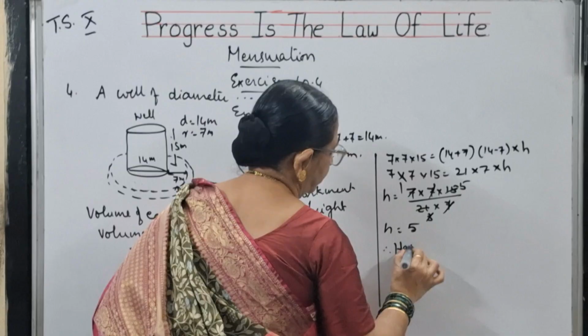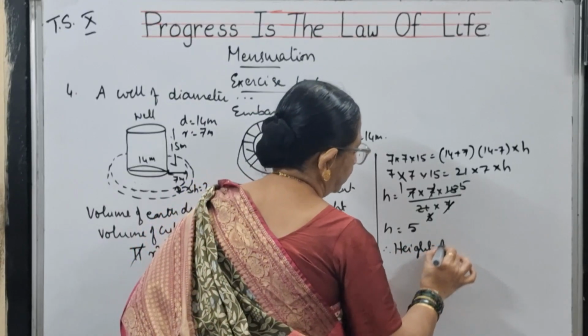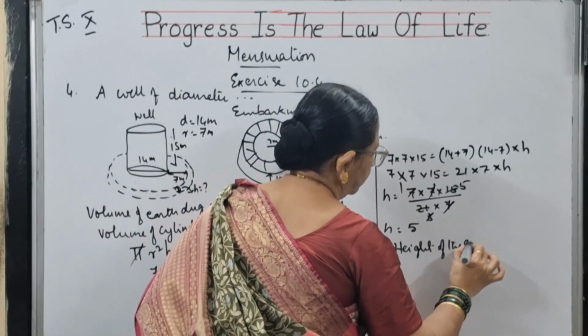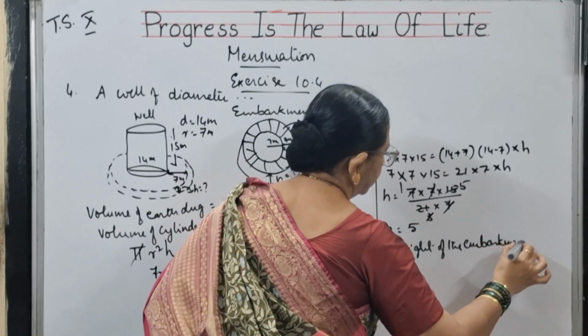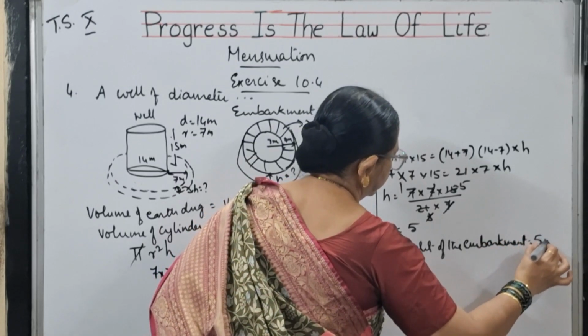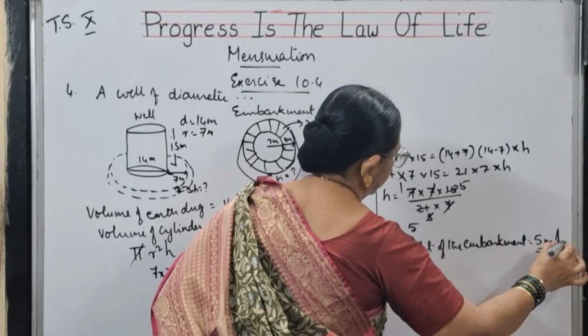Therefore, the height of the embankment is equal to 5 meters. This is the answer.